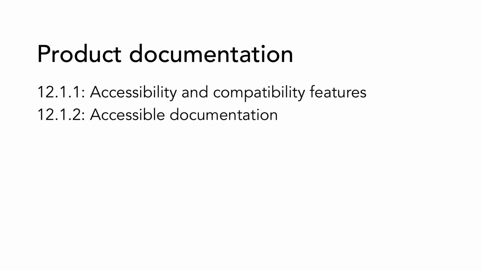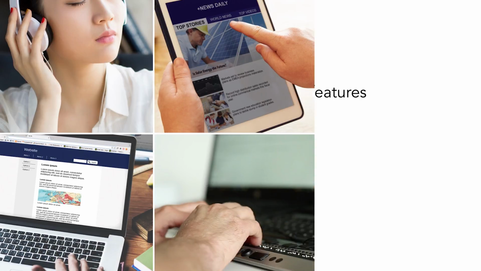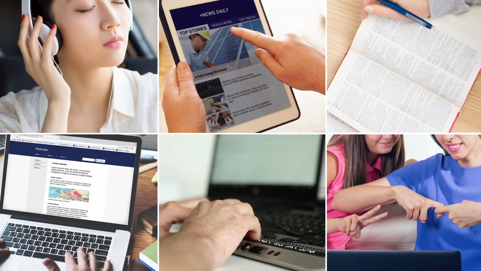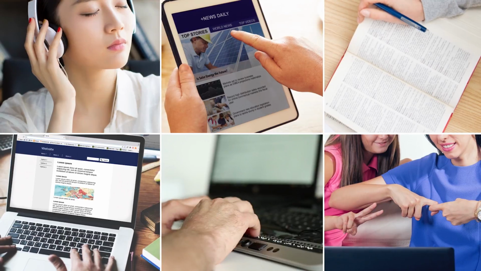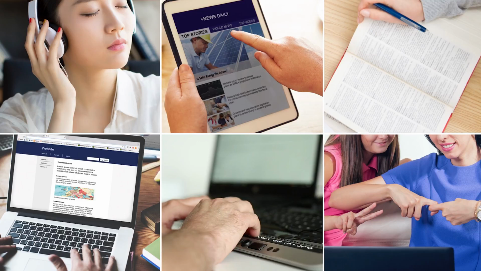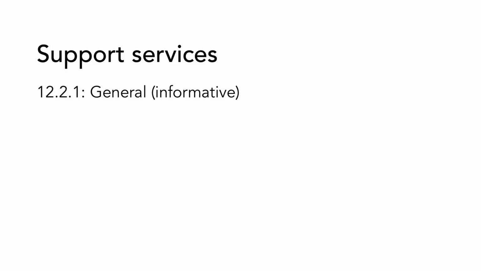The second requirement states that the documentation must be available in at least one accessible electronic format. This could be either a web format or a non-web format. If the documentation is provided in a web format, it must meet the requirements of Chapter 9. If the documentation is provided in a non-web format, it must meet the requirements of Chapter 10. So no matter what you choose, it has to be accessible. Of course, you can provide documentation in other formats as well, but you need to provide at least one of the ones mentioned here. The next subsection has to do with support services.